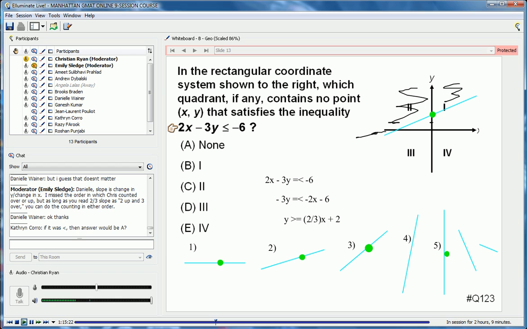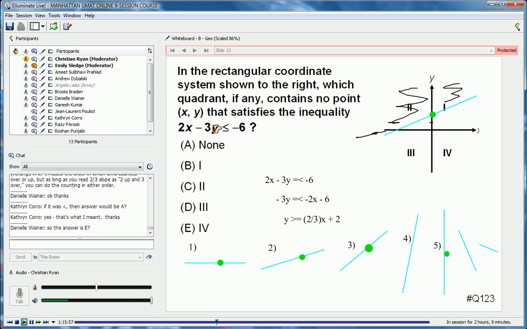Catherine, yes, if this were flipped around, if this were strictly less than, then it would still be E. The answer would still be E. But if this were flipped around, then every quadrant would have a point that satisfied the inequality. So it depends on which one you're indicating here.